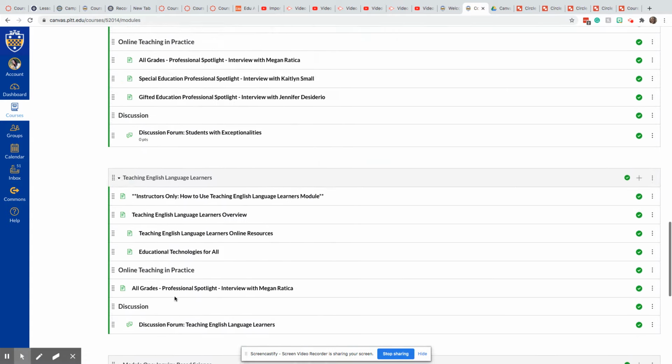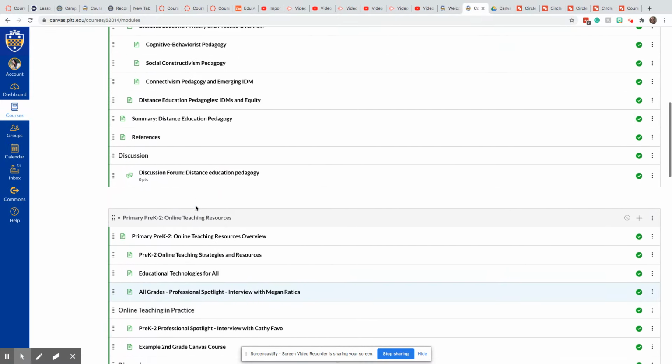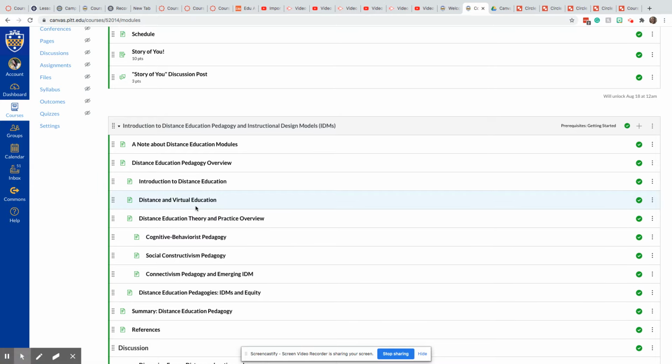So I hope this is helpful just to explain these modules and how they will work for our remote learning place. And again, no one is expecting you to be an expert in this. This is just to give you some information to make you successful in your placements.